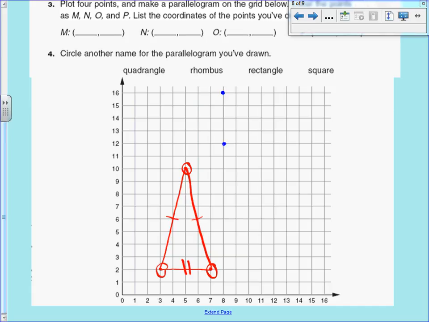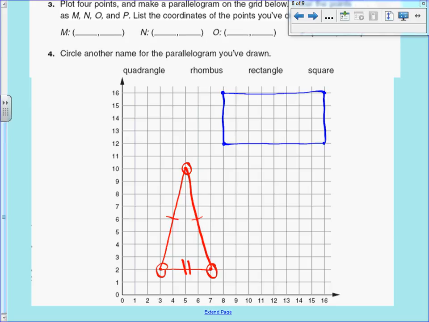Then I'm going to plot 16, 12. I'm going to plot 16, 16. I'm going to plot those 4 points. I'm going to connect those. Should be easy to connect those. I've got to follow the lines.